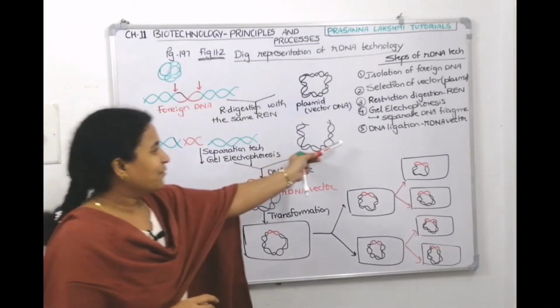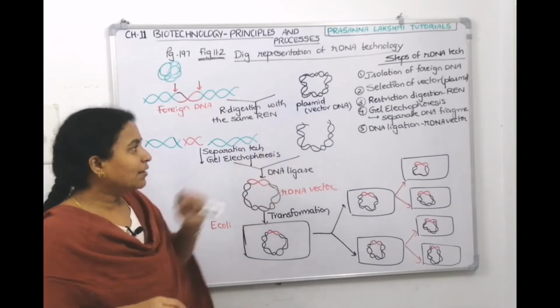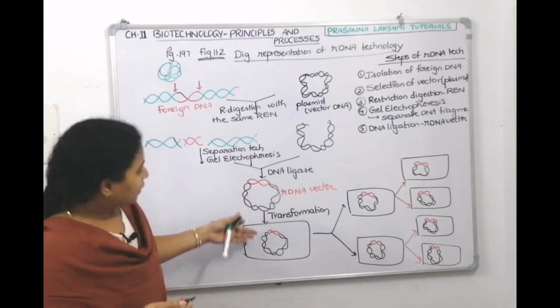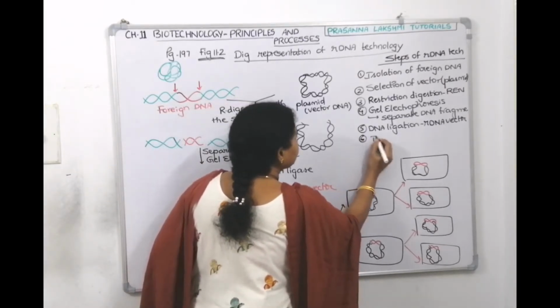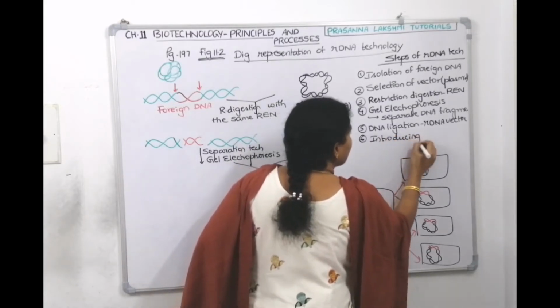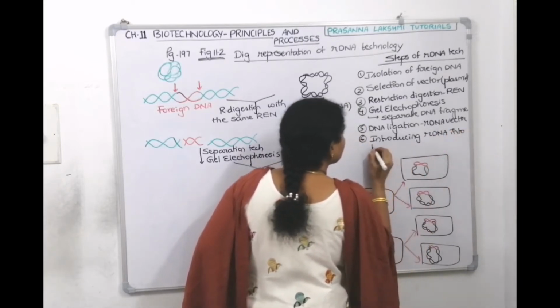While writing the steps, we said DNA ligation. When you do DNA ligation, you will get a recombinant DNA vector. The next step will be sending the recombinant DNA vector into the host. So what is the sixth step here? The sixth step is introducing the rDNA into the host cell.